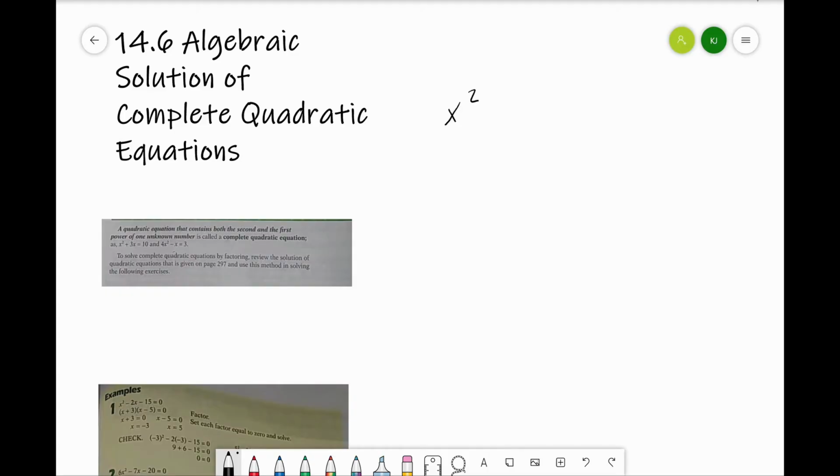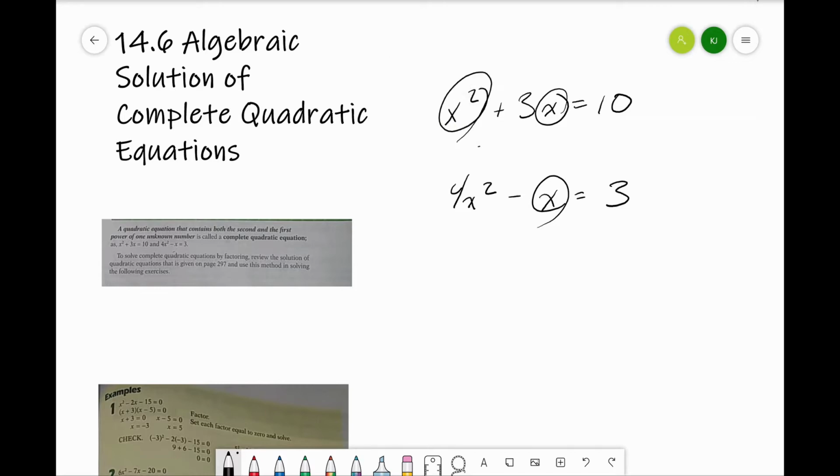A quadratic equation that contains both the second and the first power of one unknown number is called a complete quadratic equation. Examples are x squared plus 3x equals 10, and 4x squared minus x equals 3. These both contain the first power and the second power of the unknown number, making them both complete quadratic equations.